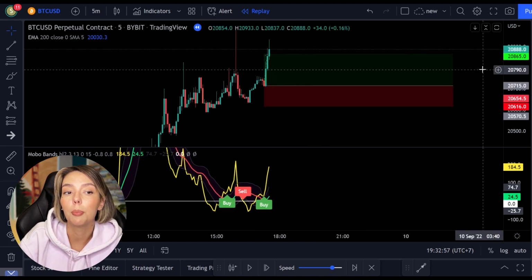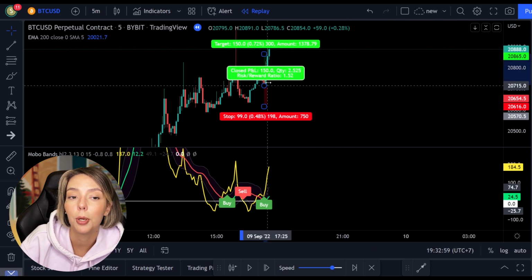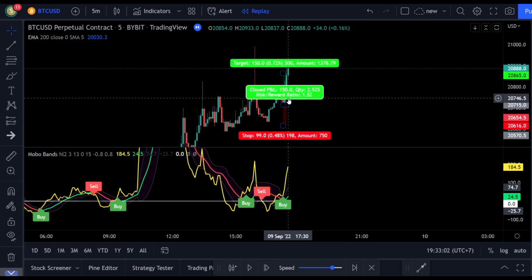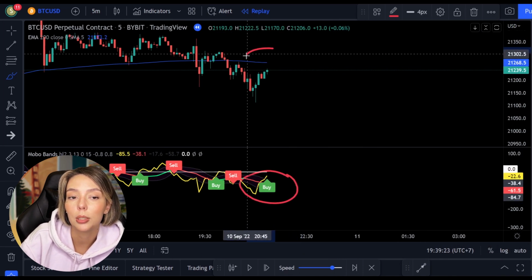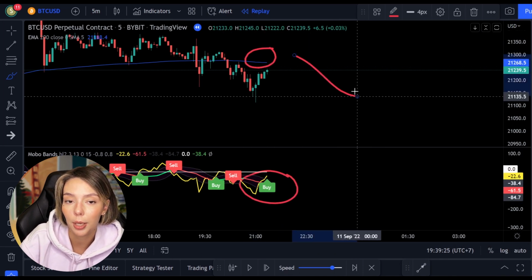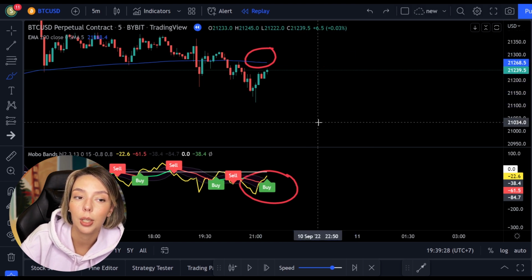Always make sure that the price moves above the 200 EMA when you want to open a buy position. In this case, we see a buy signal, but the price is still moving below the 200 EMA, so we cannot open a position here.